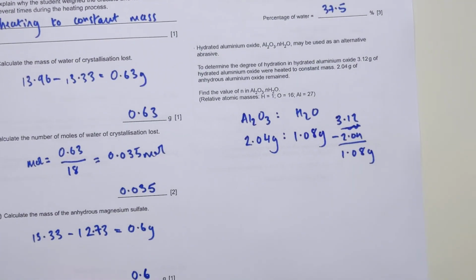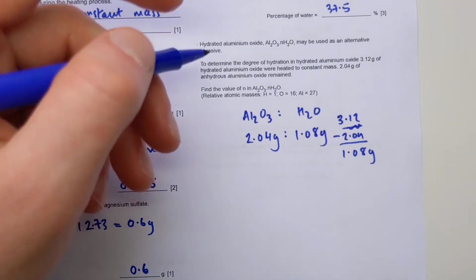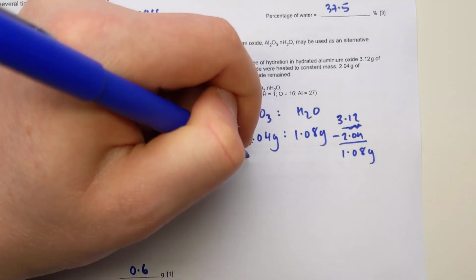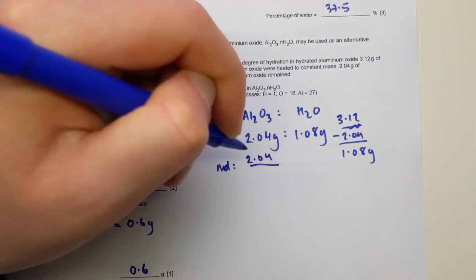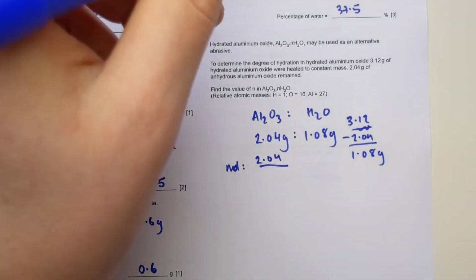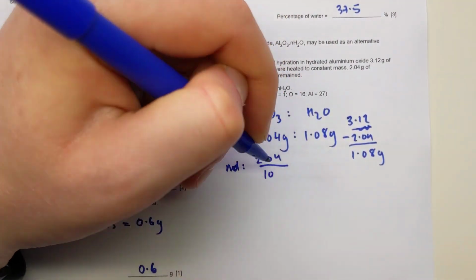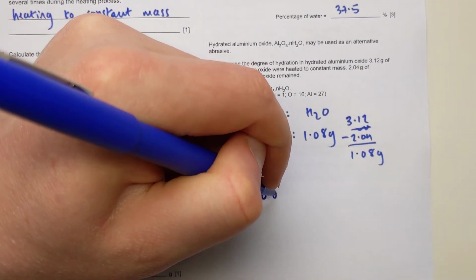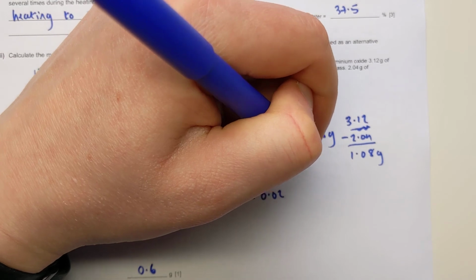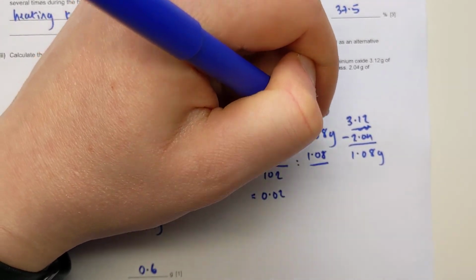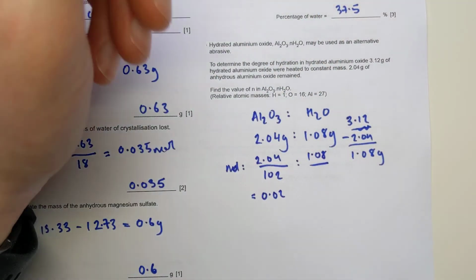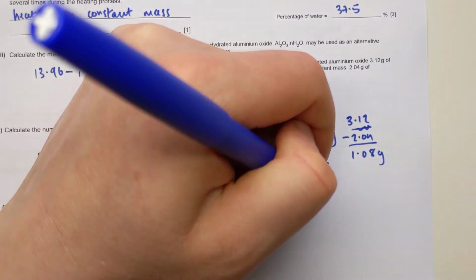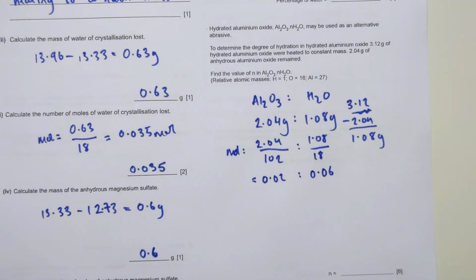Again, I can't do anything just with masses, I need to convert it into moles. So a couple of mole steps. Moles is mass over RFM, or atomic masses. 2.04 over the RFM of aluminium oxide, a wee bit of adding up, ends up being 102 if you add up 2 aluminiums and 3 oxygens. That gives you a number of moles of 0.02. Same for water, 1.08. The RFM of water is 18, which gives you 0.06.